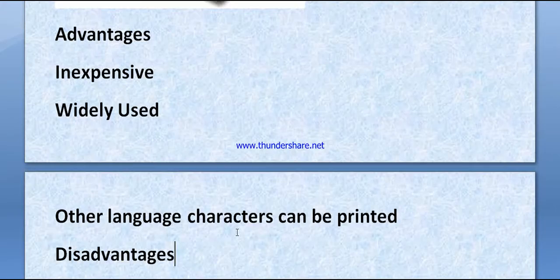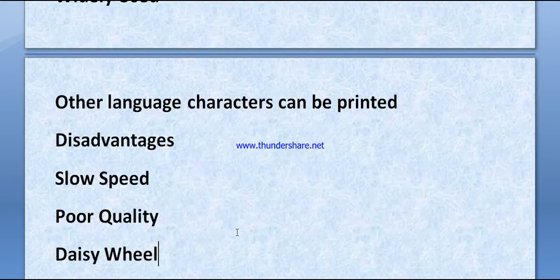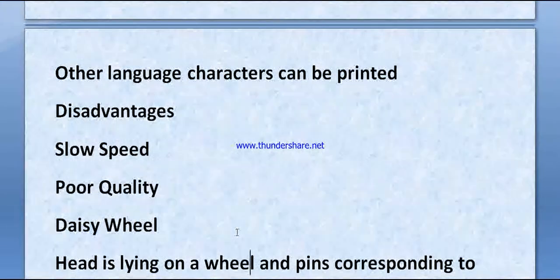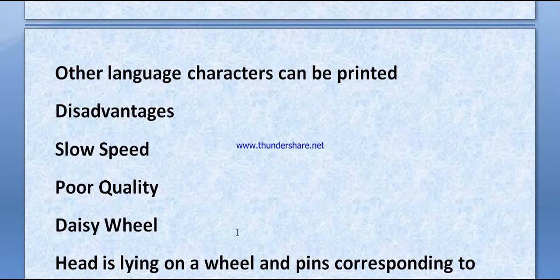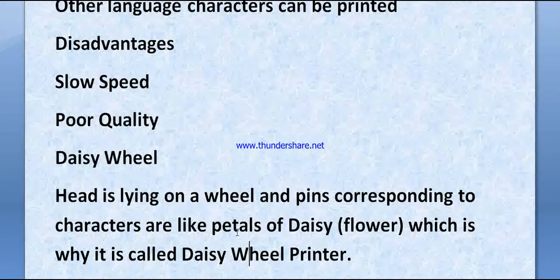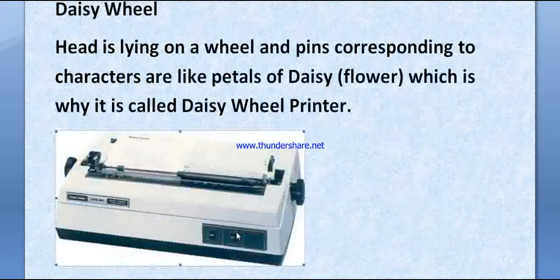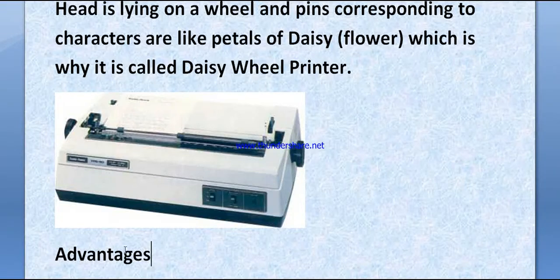Advantages: inexpensive, widely used, other language characters can be printed. Disadvantages: slow speed, poor quality. Digital printer: the head is lying on a wheel, and pins corresponding to characters are like petals of a daisy flower, which is why it is called a digital printer. This is the digital printer shape.